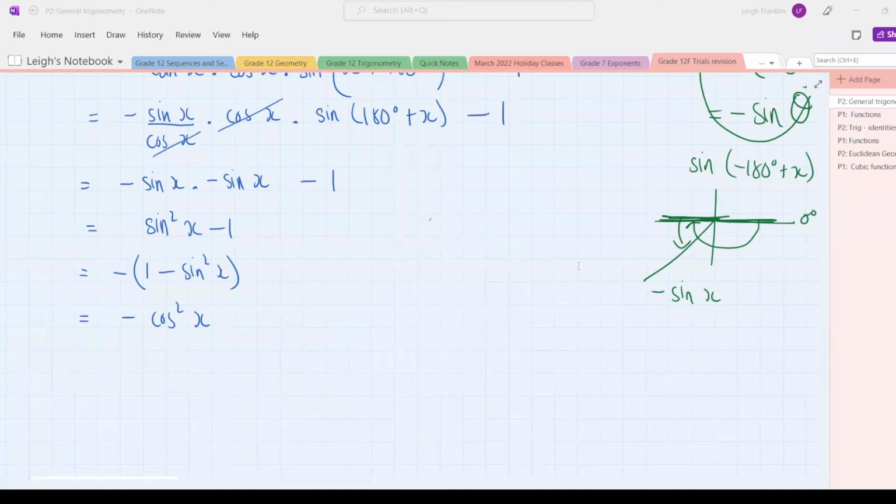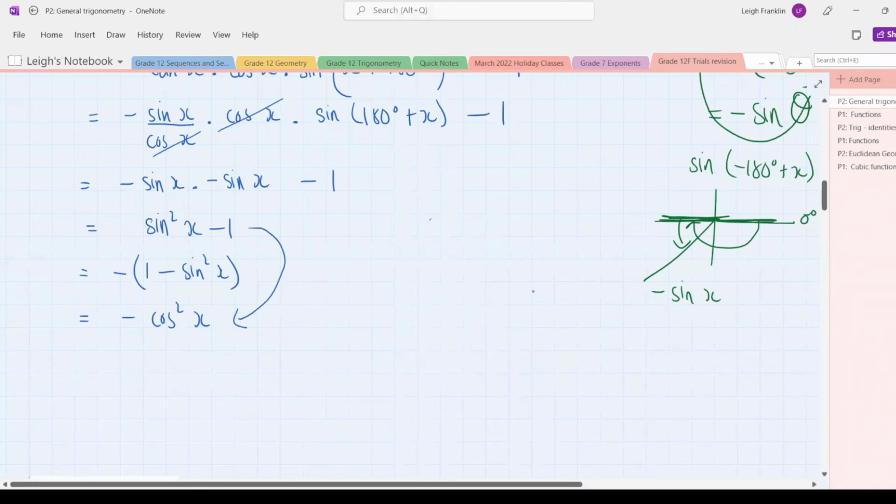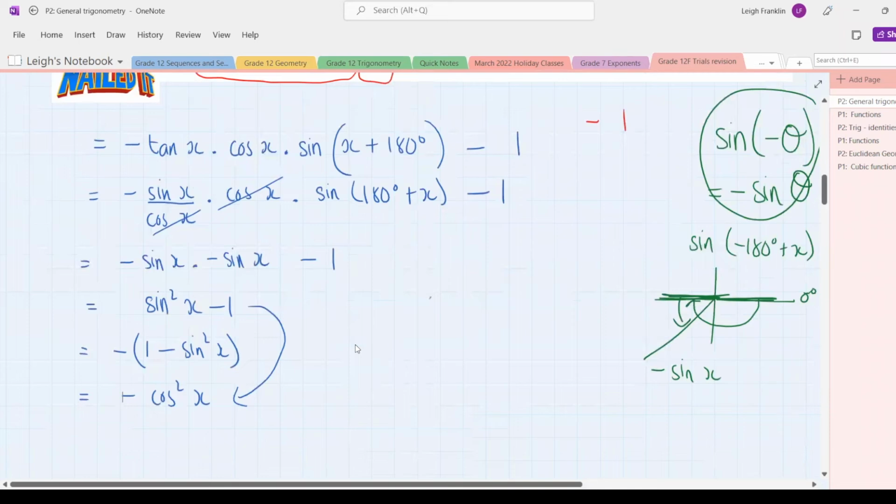So are you saying you can go straight from here to here? Yes, because it's on the reduction formula. This is the square identity. So the correct thing for you to do here would be to factorize. So yes, that's not a step that I would leave out.